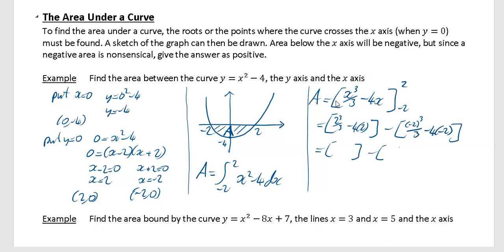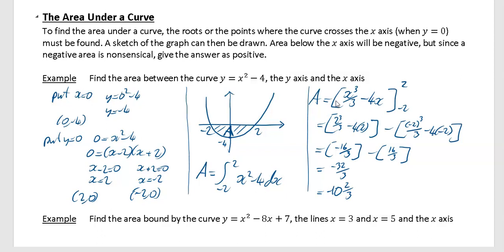So just punch that into your calculator and see what you get. 2 cubed over 3, then minus 4 times 2, that gave me minus 16 over 3. And then minus 2 cubed divided by 3, then minus 4 times minus 2 is going to give me positive 16 over 3. Then it's just calculator: minus 16 over 3 minus another 16 over 3 gives you minus 32 over 3, which is the same as minus 10 and 2/3.